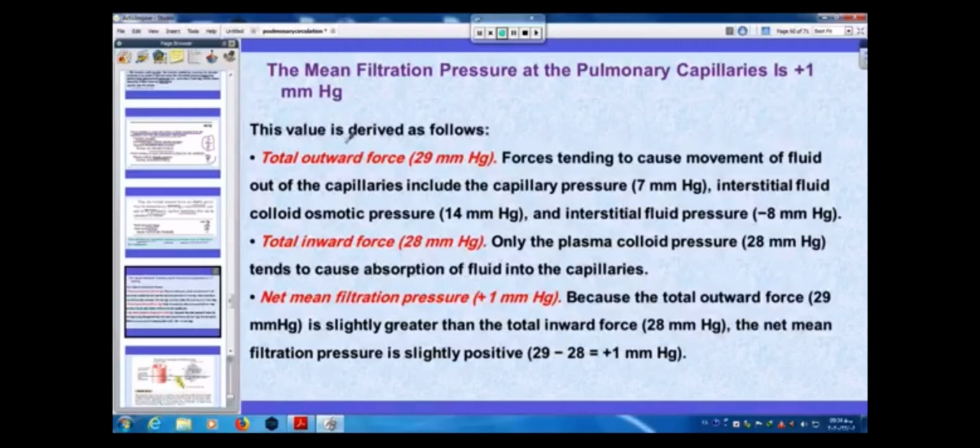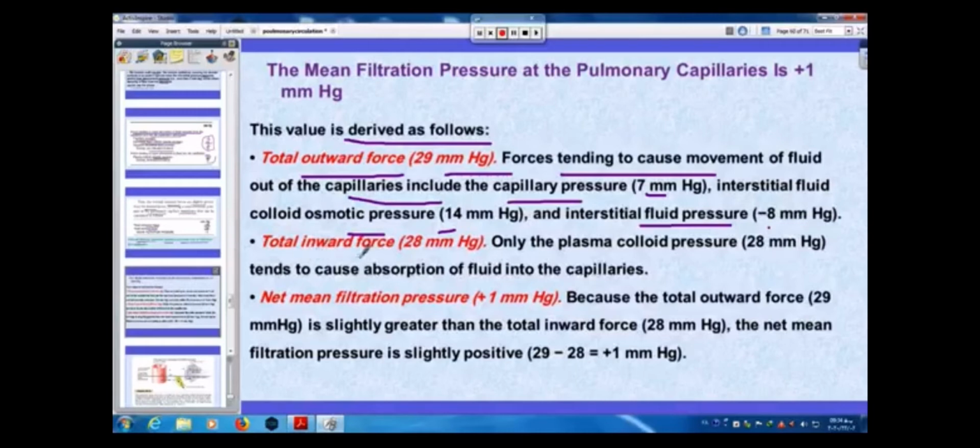This value is derived as follows, okay? Total outward pressure is 29 millimeter mercury. Forces tending to cause movement of fluid out of the capillaries include the capillary pressure, which is 7 millimeter mercury, interstitial colloid osmotic pressure, which is 40 millimeter mercury, and interstitial fluid pressure, which is minus 8 millimeter mercury.